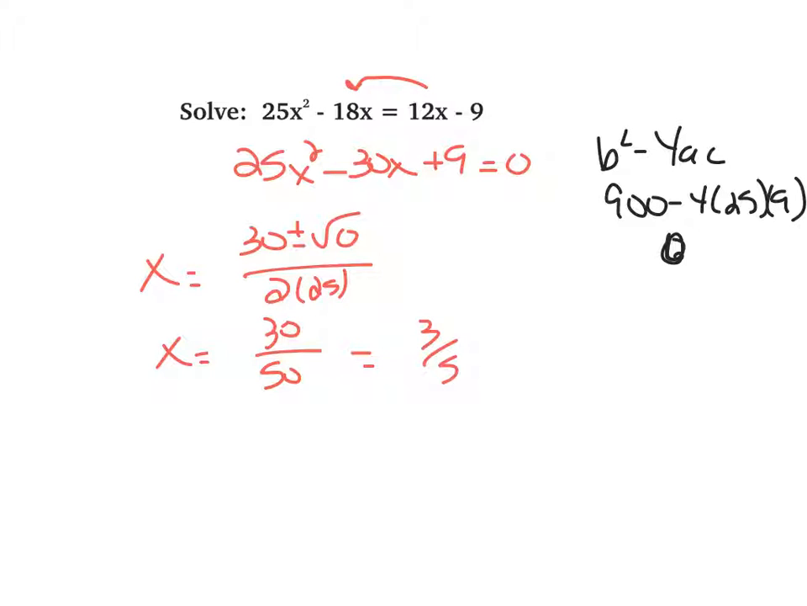So sometimes you just get one real solution. Like the last problem, I got 2. This time I got 1, and that's okay. And the reason I got 1 is because of this right here. My discriminant, or the number underneath the radical, was 0.